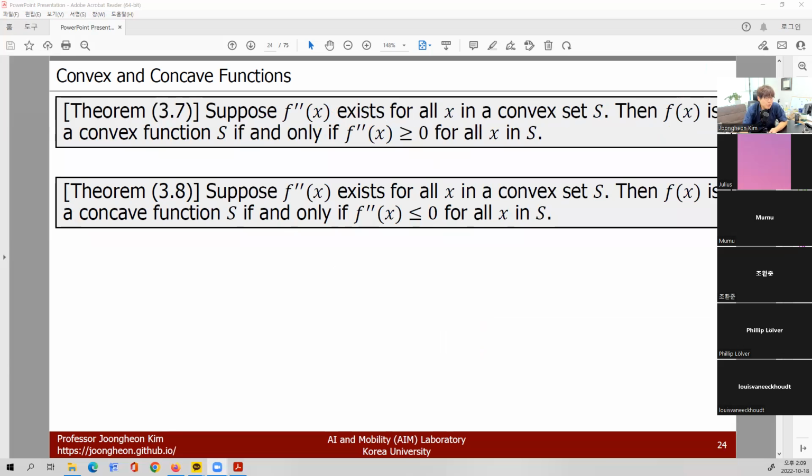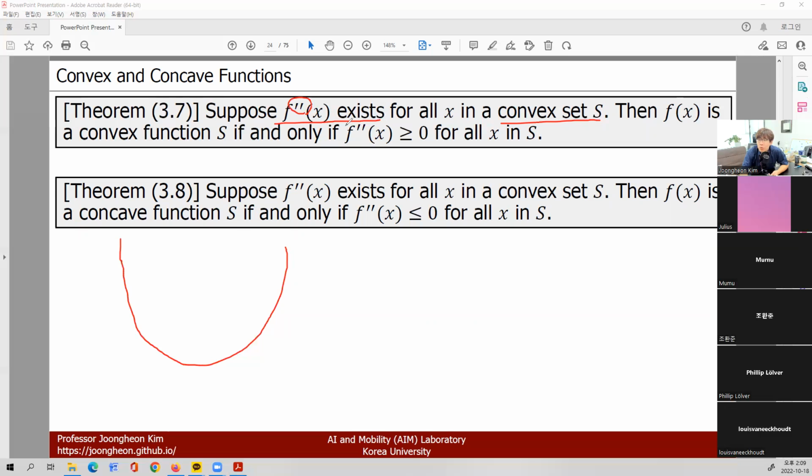And then here, suppose that you are talking about this one, okay? And suppose that you are doing the second order derivation for this function, okay? In a convex set, okay? This is a convex function because it looks like a cup. And then your second order derivation exists for all x in the convex set. Let's make an example. So this one is y is x squared, okay? For this one, okay? Theorem 3.7, okay?